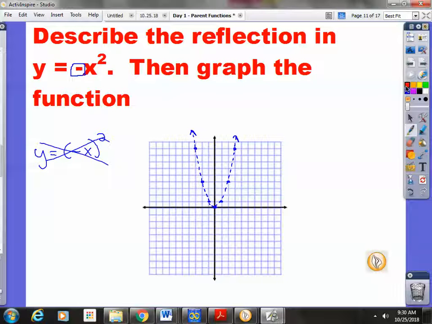So 0, 0 is going to stay in the same spot. But 1, 1 is going to become 1, negative 1. Taking all the points and reflecting them down across the x-axis.